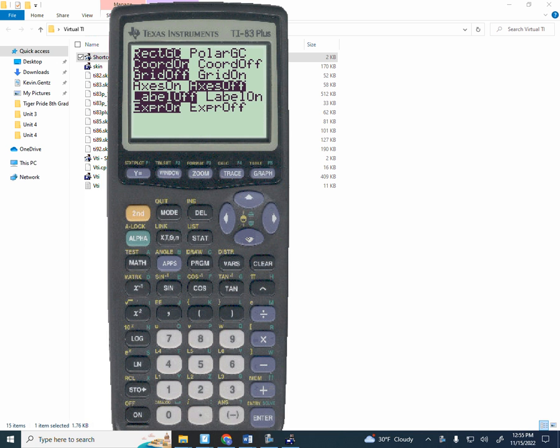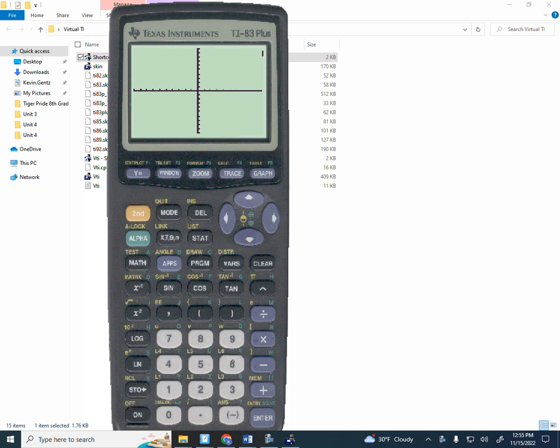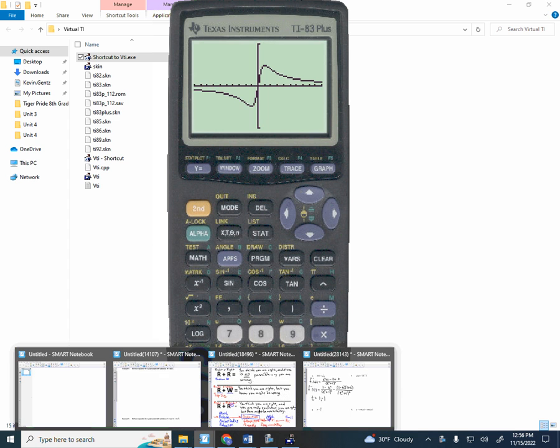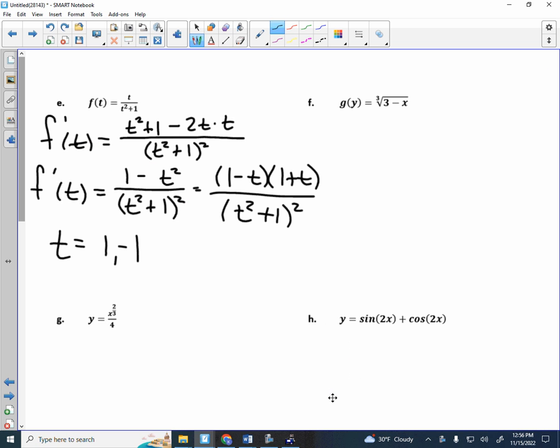So I'm going to look at this graph, zoom standard. And I'm going to look at my window and take my y min to negative 1 and my y max to positive 1. Does it look like I have a local min and local max at negative 1 and positive 1? That's what you found algebraically by that work right now. Okay. All right, let's try the next one.